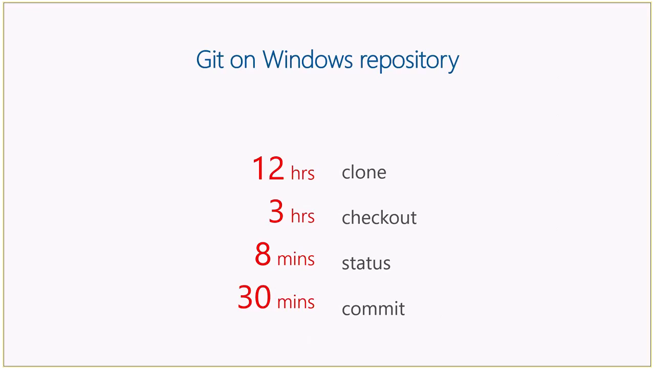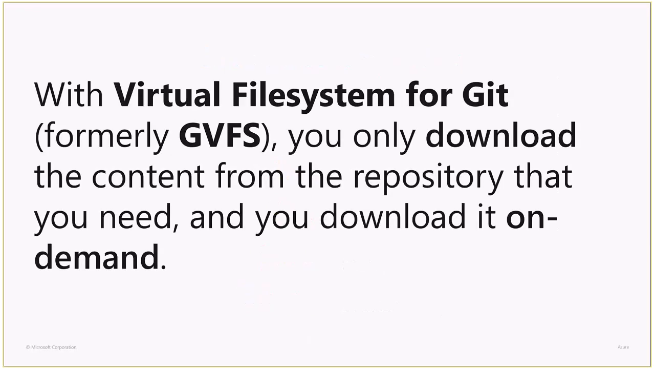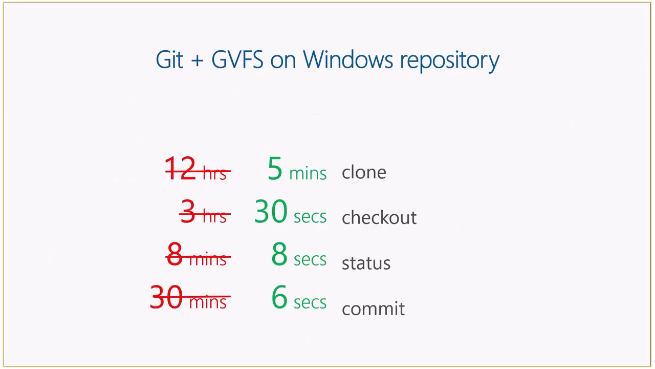So they tried a couple of different things and landed on this idea, you might have heard of it, called the virtual file system for Git. The virtual file system for Git basically only downloads the part of the repo as you need it, on demand. So we revisited the statuses here, and this is what allowed the Windows team to move into Git. So we went from 12 hours to 5 minutes, 3 hours to 30 seconds. We can do statuses now in 8 seconds on such a large code base. So it's pretty remarkable what happened here.